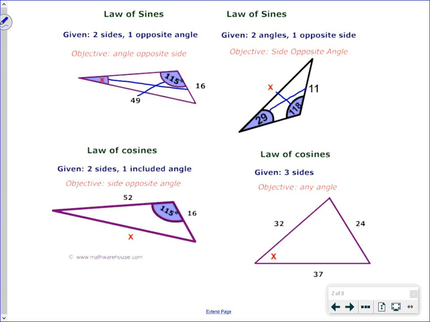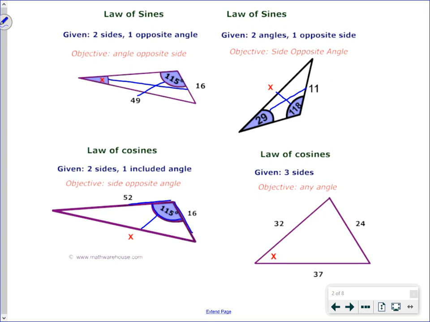For the law of cosines, if we have two sides and one included angle, then we will use the cosine law. Two sides and an included angle means that the angle is directly between the two sides that we know. So we have side 52, we know this given angle, and we also know the immediate side next to that. We also want to be looking for the opposite side of the angle that we know.